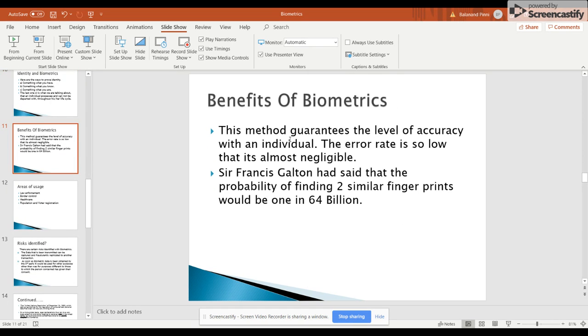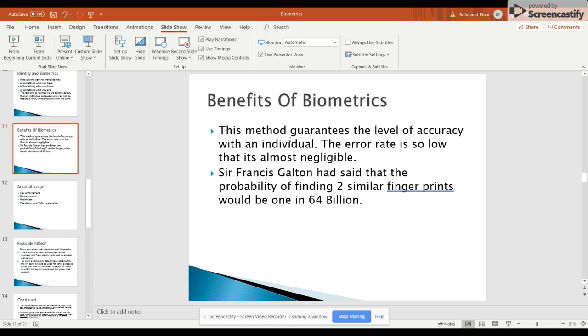Let's look at the benefits of biometrics. This method guarantees a level of accuracy with the individual. The error rate is very low, as said by Francis, that if you look at two similar fingerprints, it would be 1 in 64 billion. You can imagine the error rate is so low.